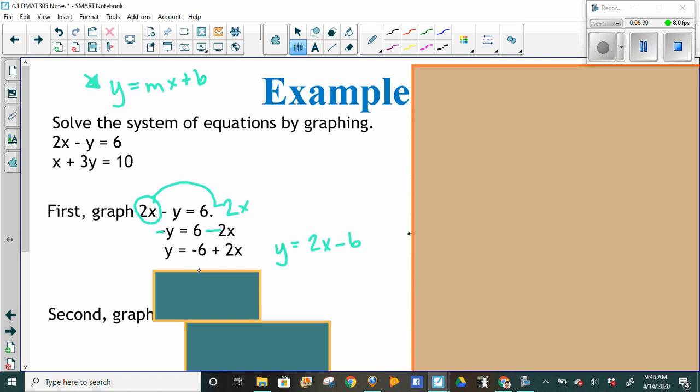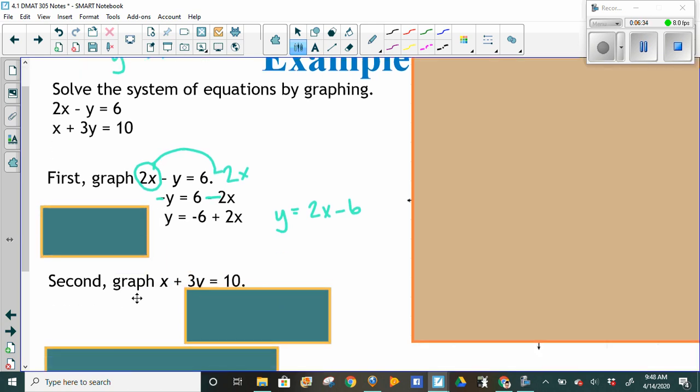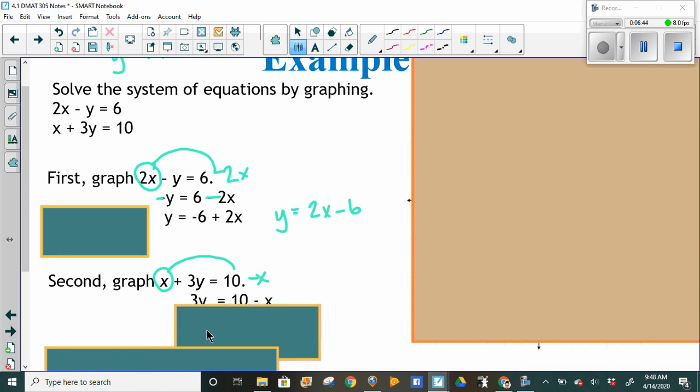All right, so let me move this box. So now we're going to do the same thing. We're going to graph this one. This time we're going to take the x and move it over here by subtracting it. So we get 3y equals 10 minus x.